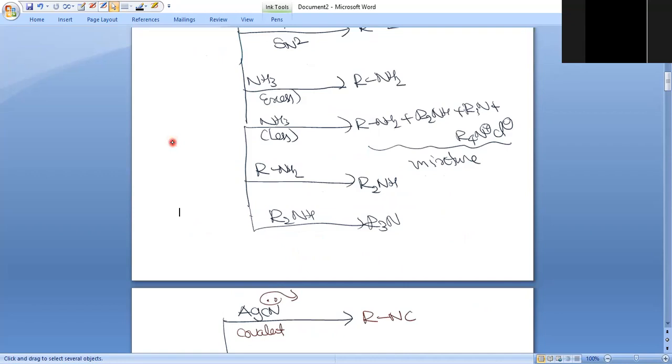And the next one, ammonia. Amines will be formed. And with less ammonia and more alkyl halide, a mixture of compounds will be formed. Primary amines give secondary amines, which will give tertiary amines like that.